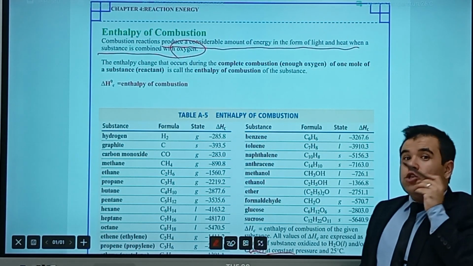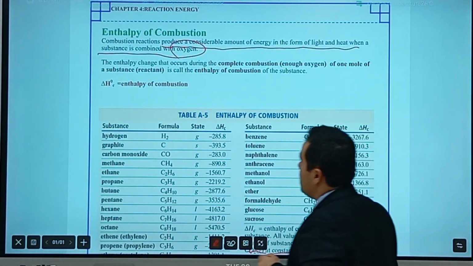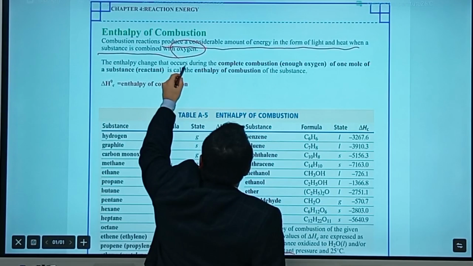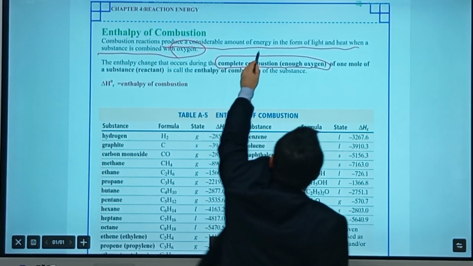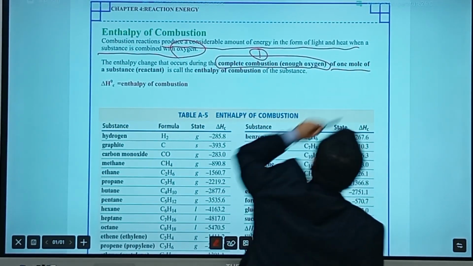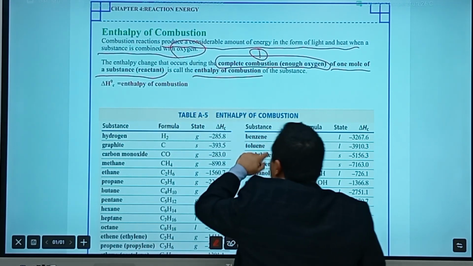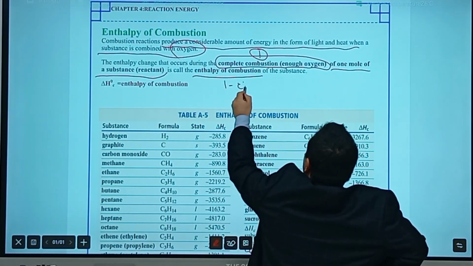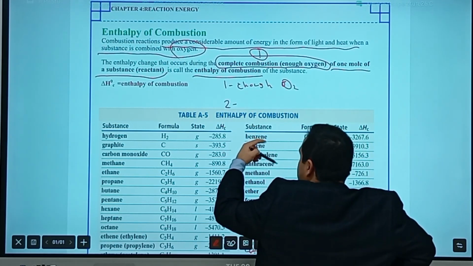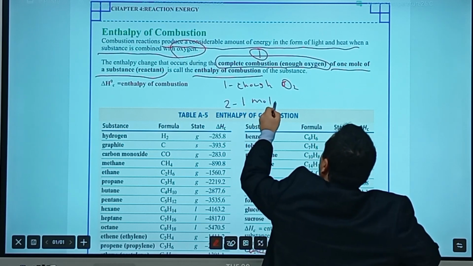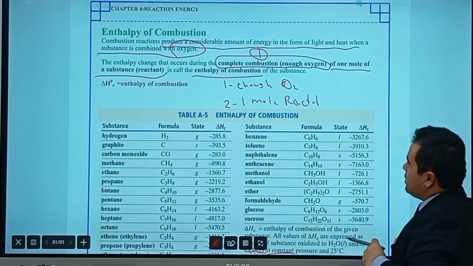So the oxygen must be one of the reactants in order to be a combustion reaction. The enthalpy change that occurs during the complete combustion or enough oxygen, this is the first condition, of 1 mole of a substance, the reactant, is called the enthalpy of combustion. So we have two conditions. First, enough oxygen, or complete combustion, and 1 mole of reactant must be combusted. 1 mole of the substance must be combusted.